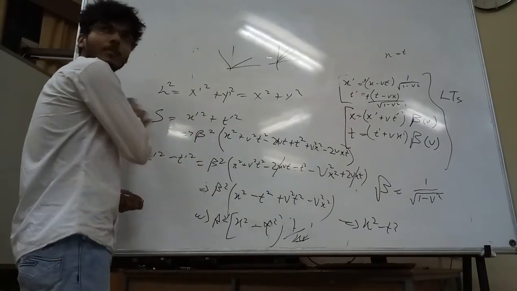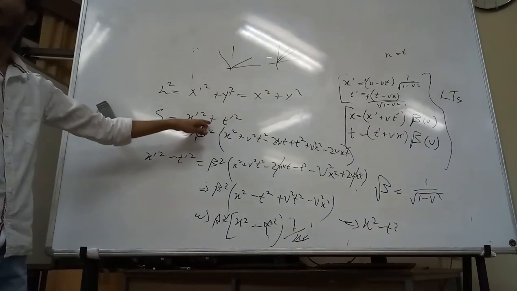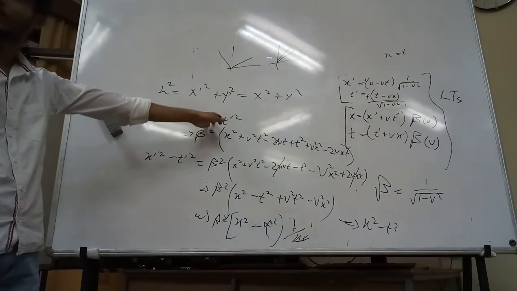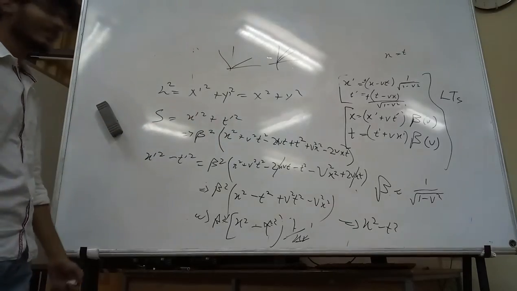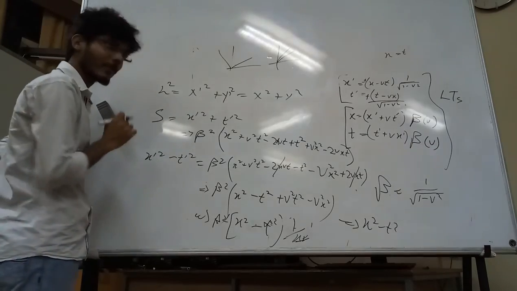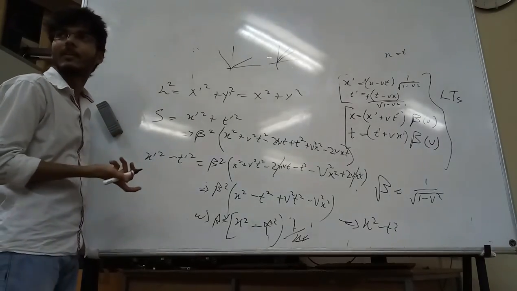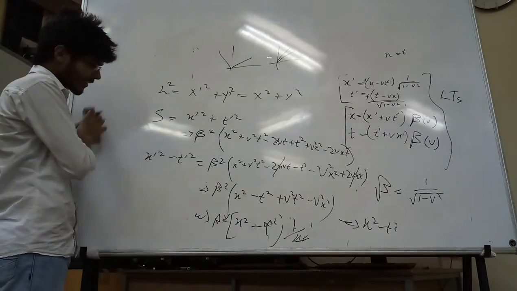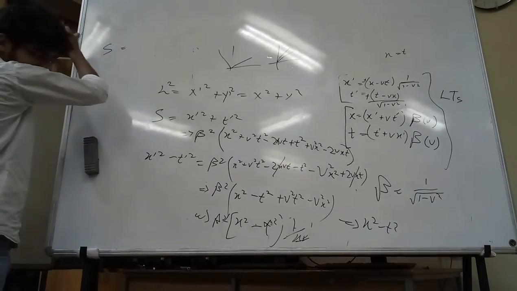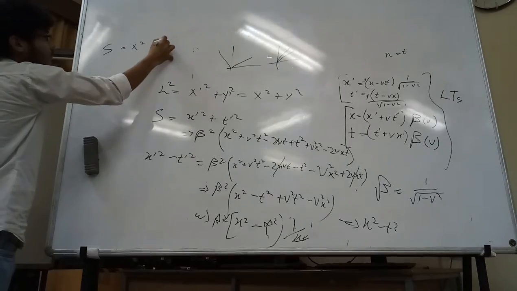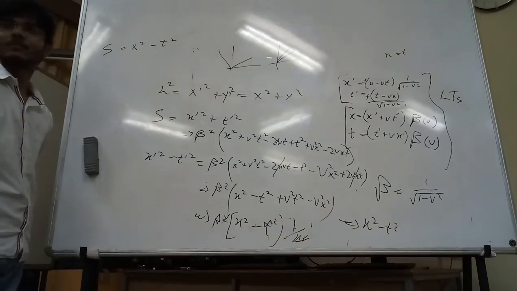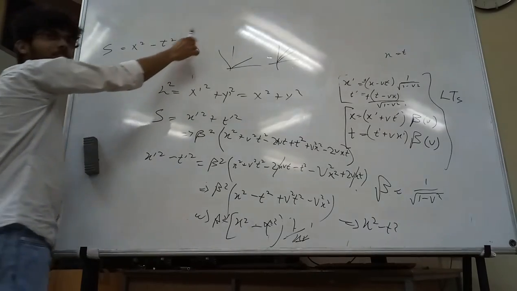So there is a problem with this kind of transformation. Something constructed out of the expression x dash squared plus t dash squared is not being conserved, and something else is being conserved, which is x dash squared minus t dash squared, or let's say t dash squared minus x dash squared. So there's something called s being conserved. Here x has the units of distance, right?